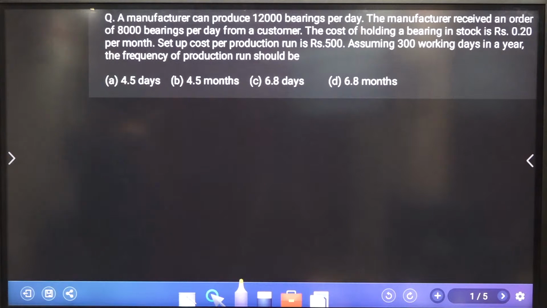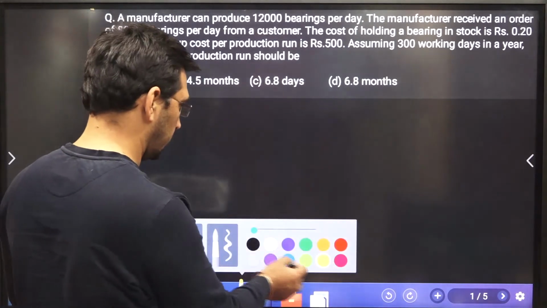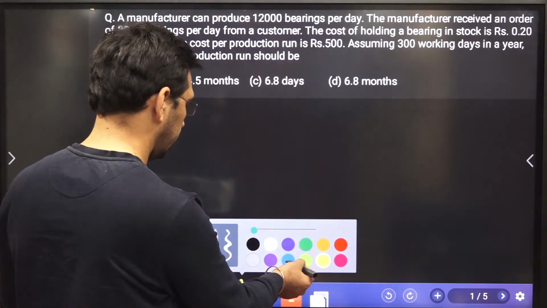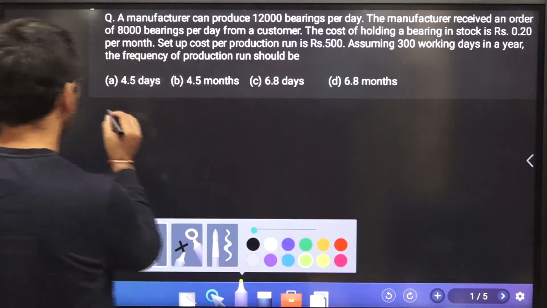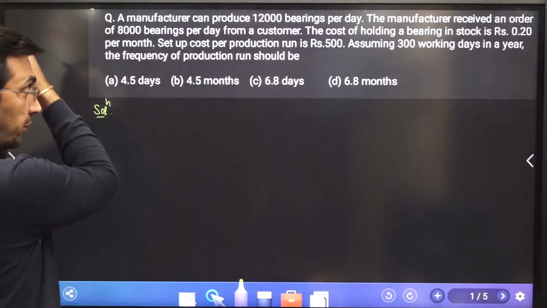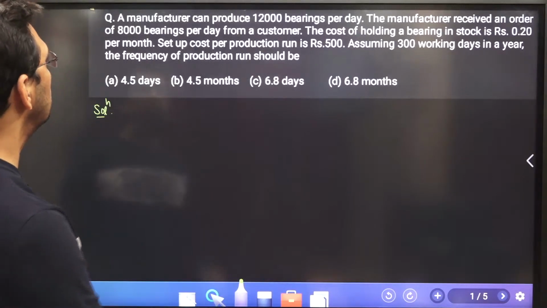Okay, so please go through this question and try to answer or solve it within 1.5 to 2 minutes. Maximum 2 minutes should be the target. In the meantime, let me just write the information also.